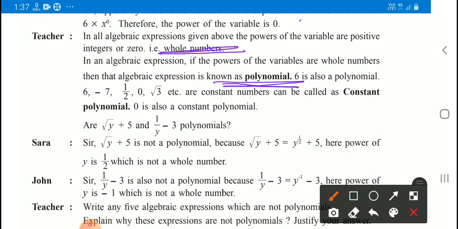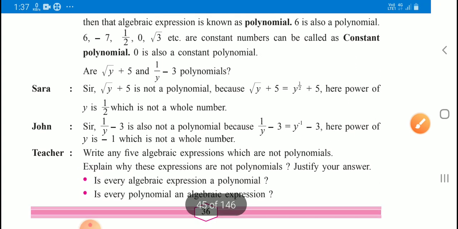So here they have given the definition of polynomial, that is in an algebraic expression, if the powers of the variables are whole numbers, then that algebraic expression is known as a polynomial. 6 is also a polynomial because the power of the variable is 0, and 0 is a whole number. 6, negative 7, 1 upon 2, 0, root 3, etc. are constant numbers, and can be called constant polynomials. 0 is also a constant polynomial. Okay, 0 is known as the constant polynomial.